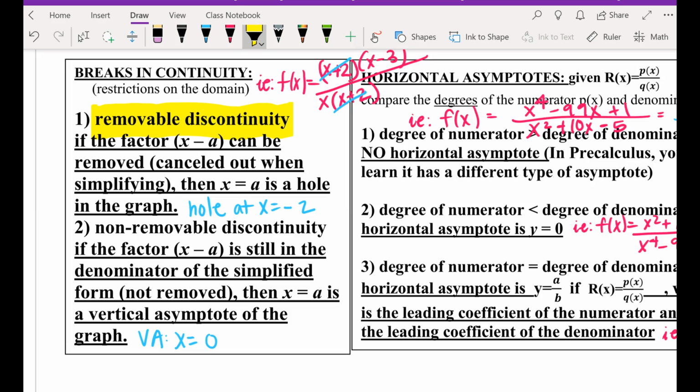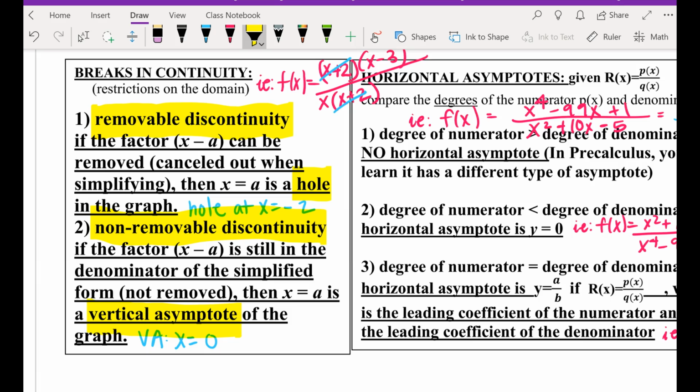Read that really quickly and tell me. Removable discontinuity is, it's a what, Brandon? It's a hole. Okay, it's a hole on the graph. Non-removable discontinuity. It's called a what? Yes, it's called a vertical asymptote. So you guys need to know those words. Sometimes they use hole, sometimes they use vertical asymptote, sometimes they use removable, sometimes they use non-removable.